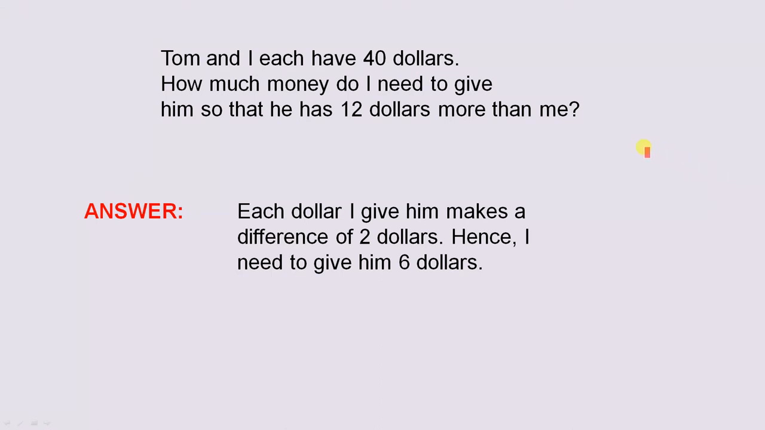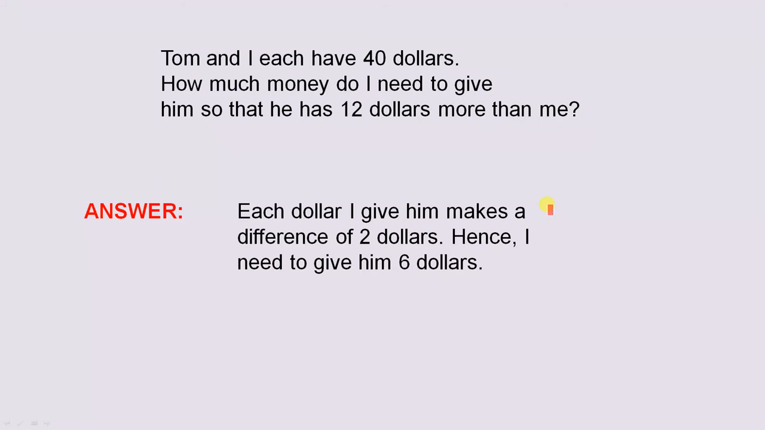So Tom and I each have $40. How much money do I need to give him so that he has $12 more than me? Now the tricky part here is, don't fall into the trap and say you have to give him $12, because that's not the correct answer. This is the answer here, and this is the reason.